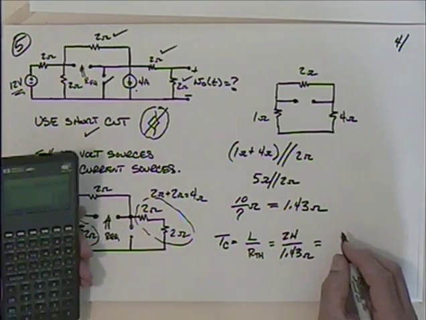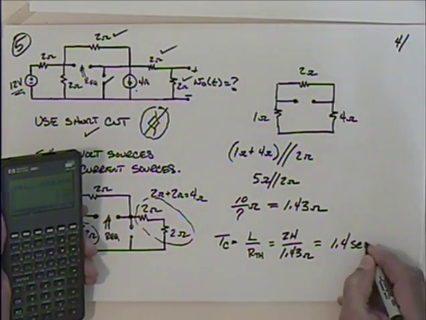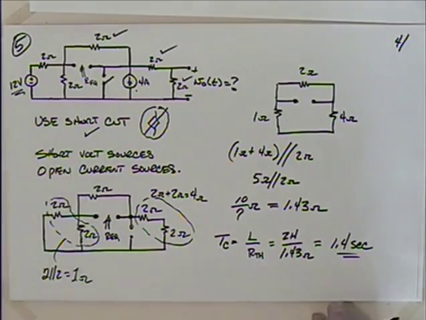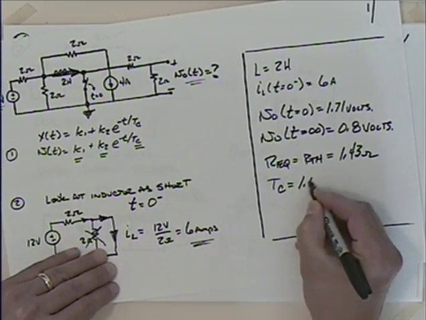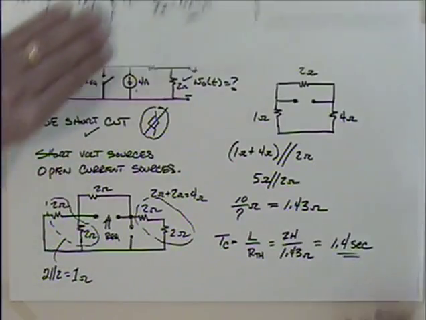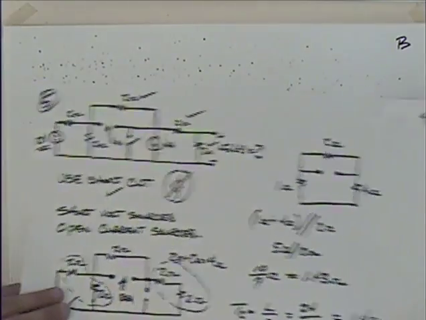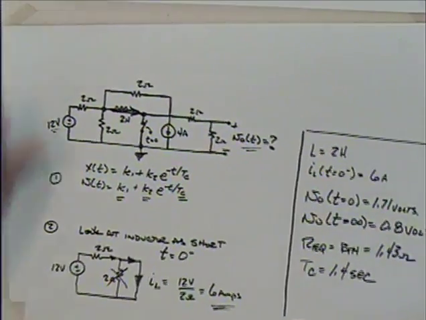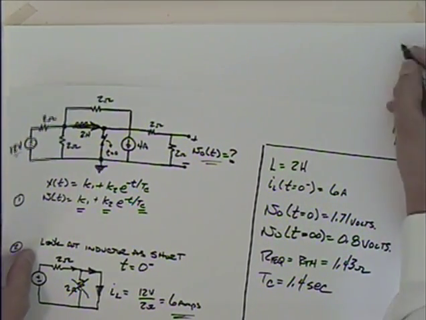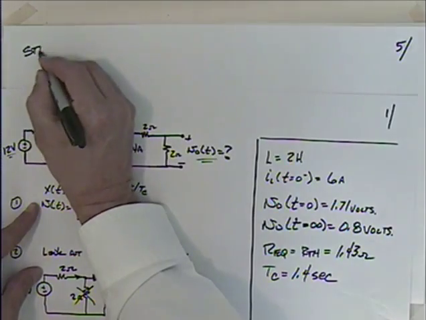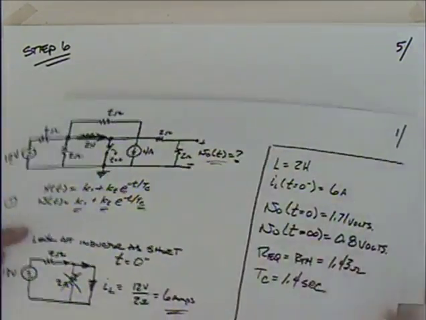1.4 seconds. Okay, 1.4 seconds. So time constant is equal to 1.4 seconds. So the last step, 6, is to put this whole thing together. And what page are we on? 5, so page 5 with step 6. The last step is put this whole thing together.